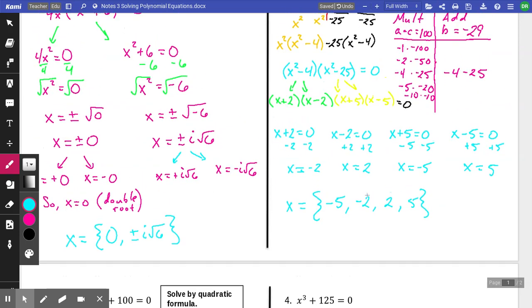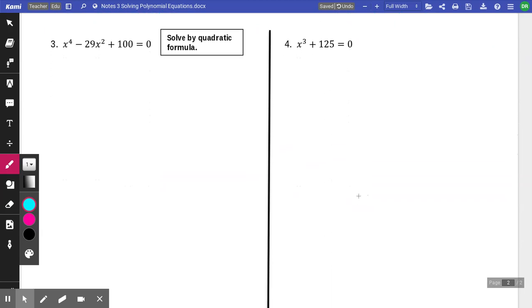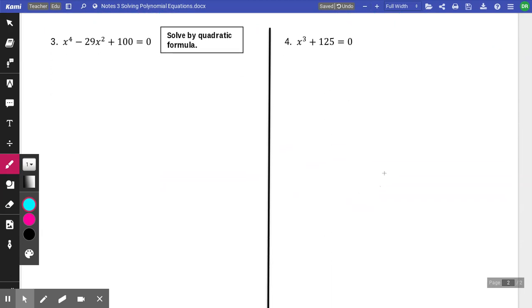But let's go ahead and try to look at another way to solve that same equation. So if you look at number 3, it's the exact same equation as number 2. So we already know the answers. They're that plus or minus 5 and plus or minus 2. So how can we solve this by the quadratic formula like it says?